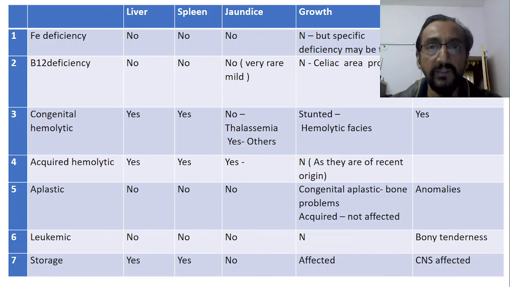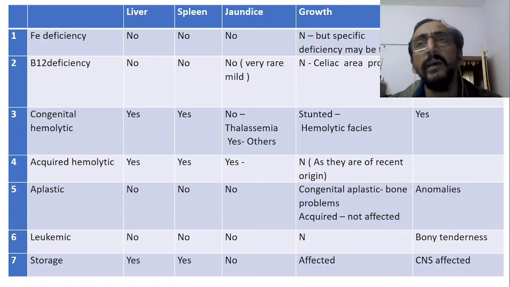So in the process, many of the bone marrows are involved, especially the facial and cranial bones, and their cortices get enlarged and stretched, and that leads to the typical hemolytic facies. Some of the other signs may be there. Liver is enlarged, spleen is enlarged, some compression effects may be there. So this hemolytic anemia is congenital as well as acquired.